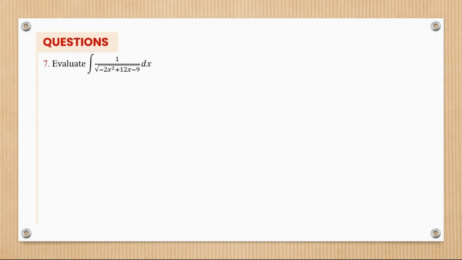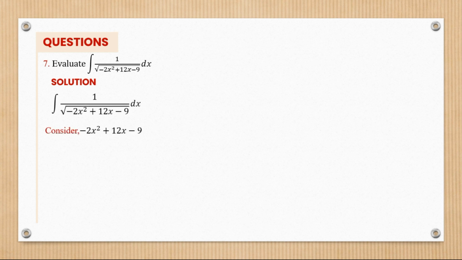Alright, let's look at another example. So I'm being told to find the integral of 1 over the root of negative 2x squared plus 12x minus 9 dx. So this is another example where we can first complete squares to simplify that value at the denominator.